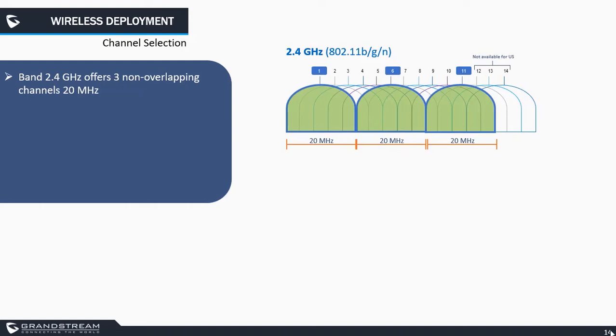So the 3 channels that don't overlap with one another in this image are channels 1, 6, and 11. And this is why it is always recommended to use these channels, especially when your access point is using 2.4 gigahertz. If you are in a different country that supports 13 channels, you can still use 2, 7, and 12, or you can use 4, 8, and 13. So these are channels that don't overlap with each other.